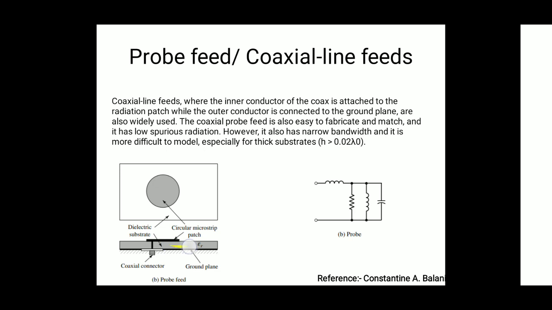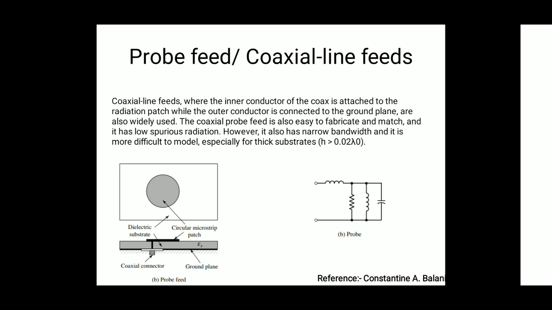In the middle is the substrate material. The antenna impedance we can vary by changing the diameter of the inner conductor and the outer dielectric material. So the coaxial feed is easy to fabricate and match and has low spurious radiation. However, it also has narrow bandwidth. It is more difficult to model, especially for thick substrates.